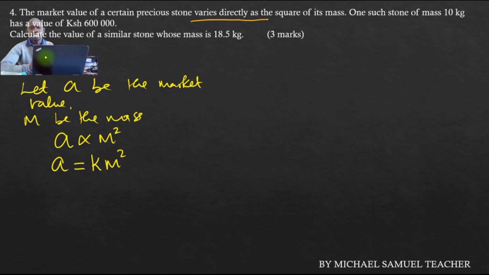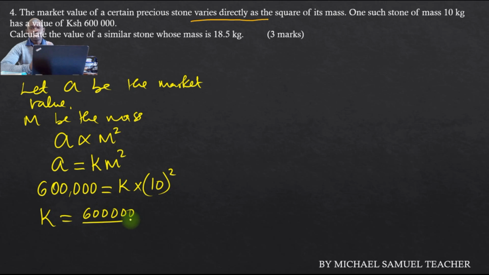But we know that we are to calculate the value of a similar stone whose mass is 18.5. But one such stone has mass M of 10, and the market value is 600,000. The market value A, 600,000, is equal to K times M, the mass of the similar stone, 10 kilograms, 10 squared. So K will be 600,000 divided by 100. So K, we get the value as 6,000.